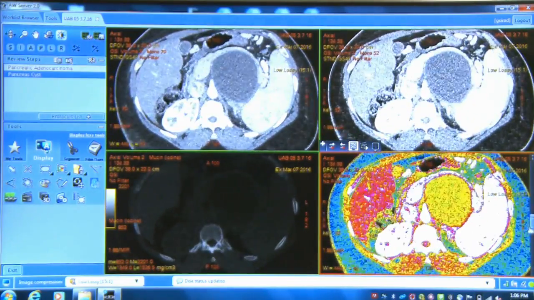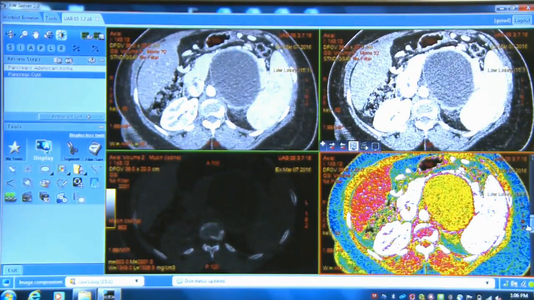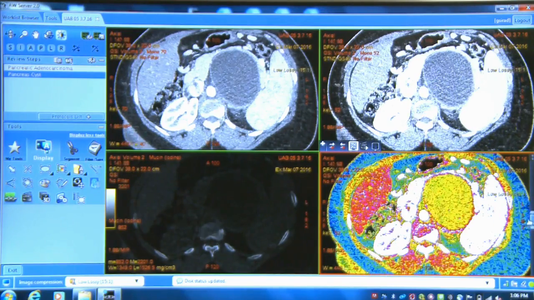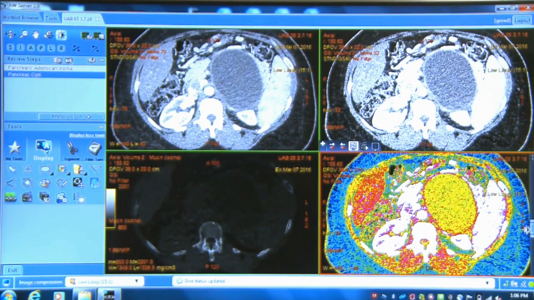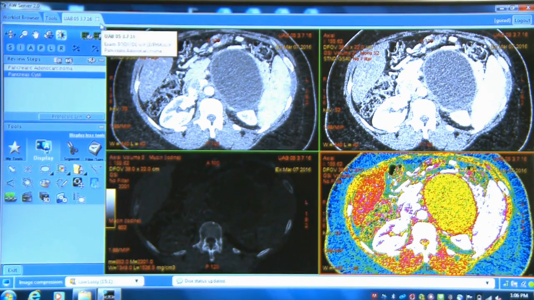So this is clearly just a pseudocyst. It doesn't have any septations, no nodules. It wouldn't be mistaken for a cystic mass because we know the patient had pancreatitis, and in here there's no solid component that should preclude drainage. So that's one way that you can look at a cyst in a patient with pancreatitis.